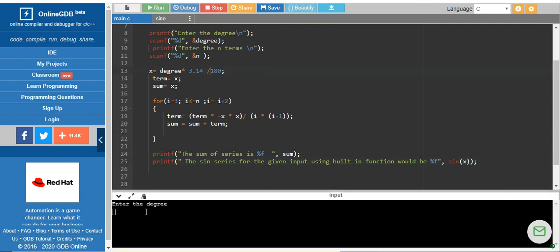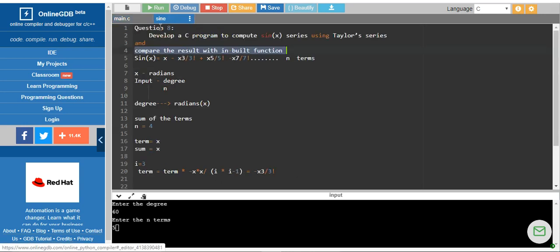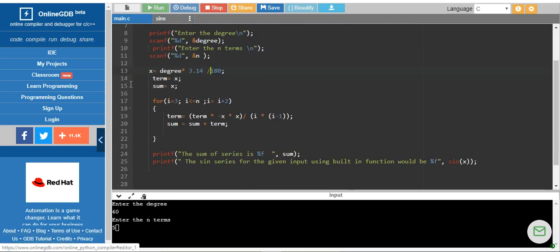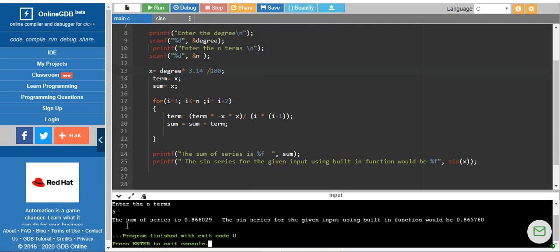Okay, so it will ask you to enter the degree. I will enter it as 60 degree. So the sine 60 degree for 5 terms. The 5 terms would be the first term, second term, third term, fourth term, and till x to the power of 9. So when you run this program with 5 terms, we will see whether our result is accurate or not. Here the sine series for the given input, that is 60 degree, you are getting 0.86, and is it accurate?